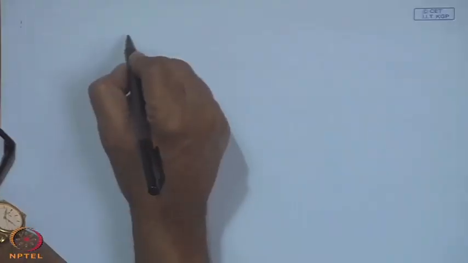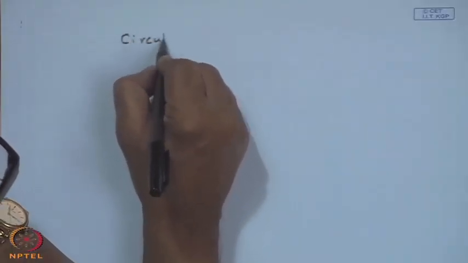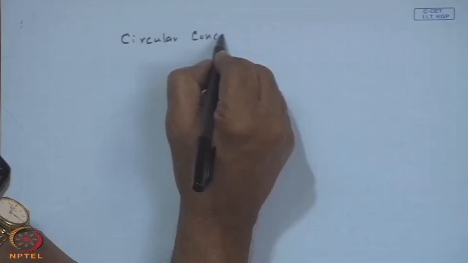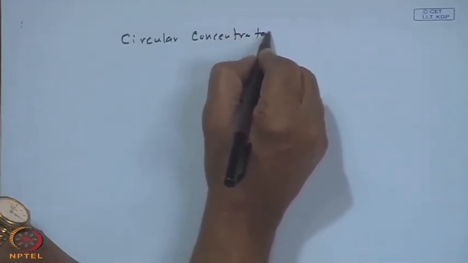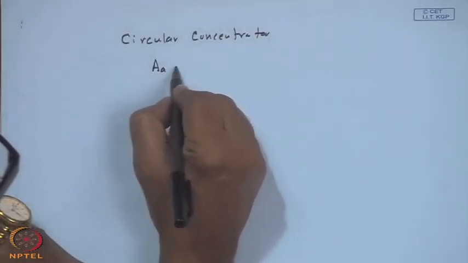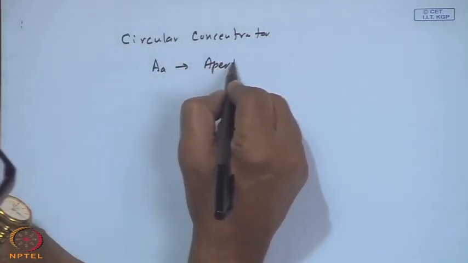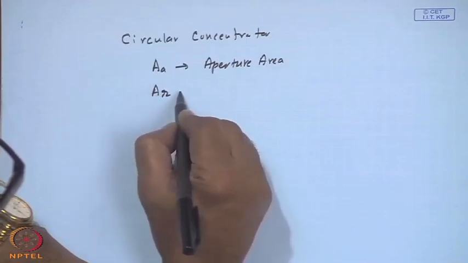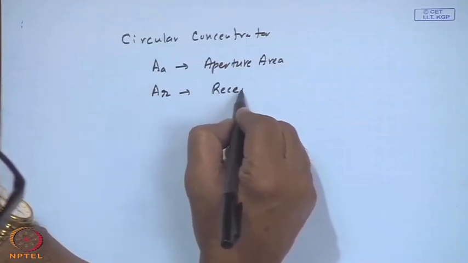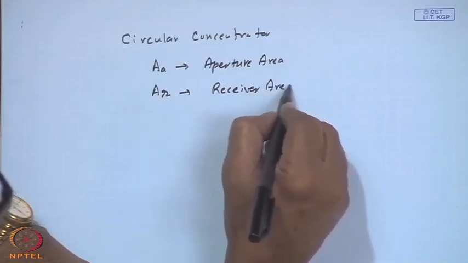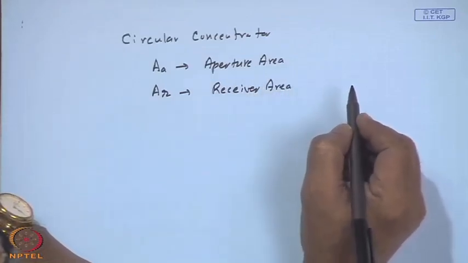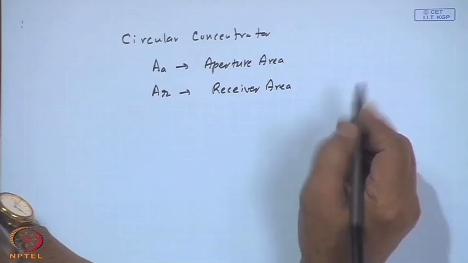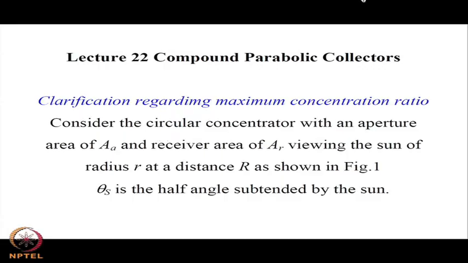We will consider a circular concentrator of aperture area A and a receiver area of AR. So whatever is the solar radiation that passes through the aperture area gets reflected or refracted and gets focused onto the receiver of area AR as shown.